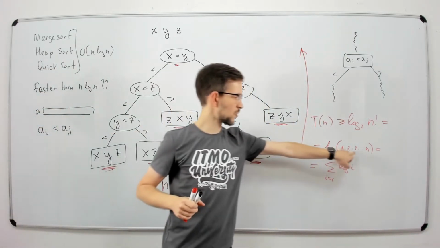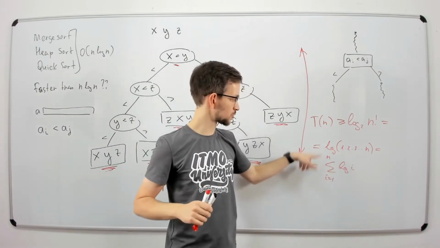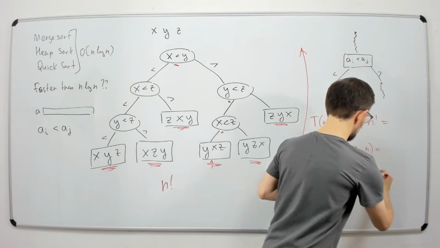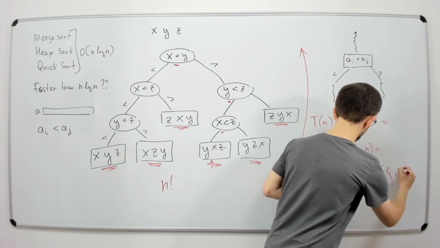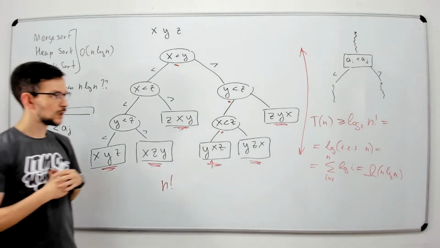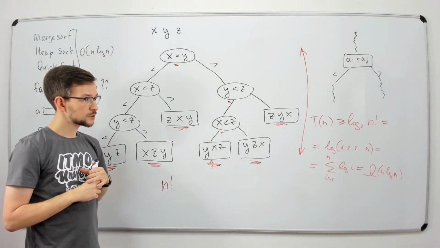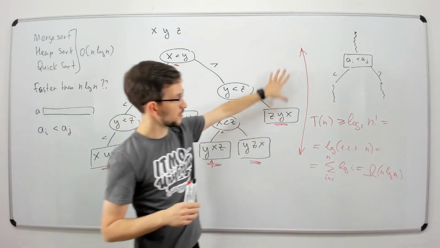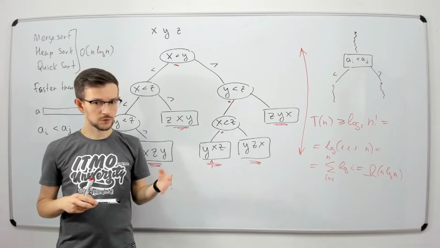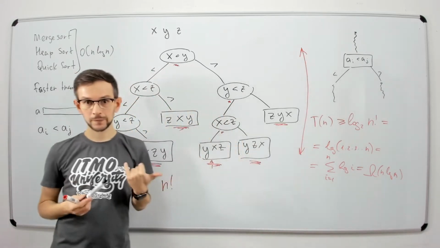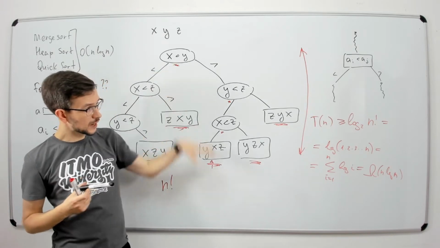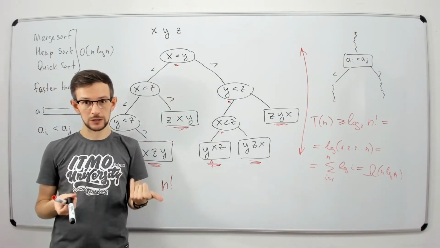So it's logarithm of product. It is equal to the sum of logarithms. And this sum is big omega of n log n. That's all. So the height of this tree is not less than n log n, multiplied by some constant, doesn't matter. That's all. And the height of this tree is equal to the time complexity of your algorithm.